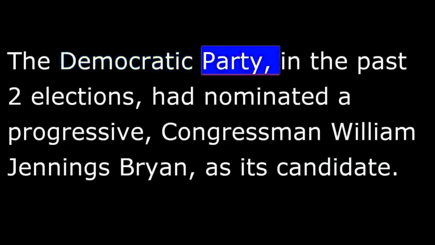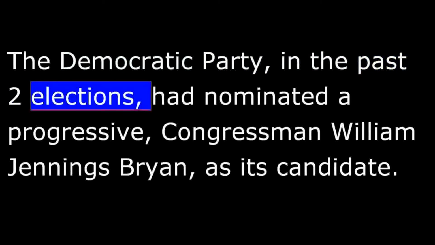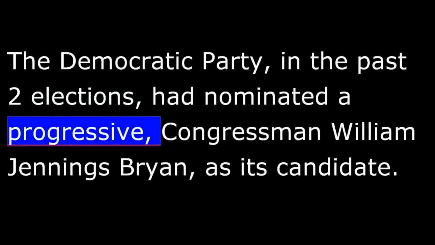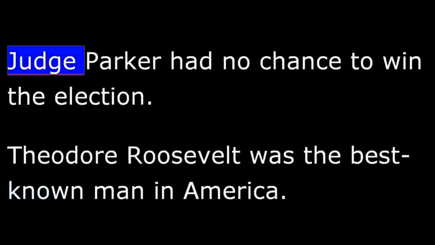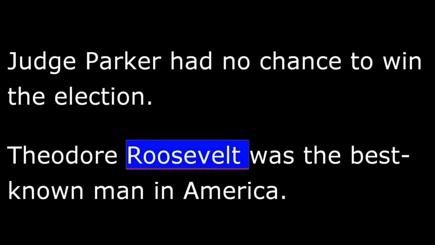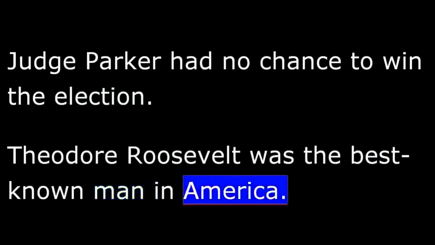The Democratic Party, in the past 2 elections, had nominated a progressive, Congressman William Jennings Bryan, as its candidate. This time, the Democrats chose a more conservative candidate. He was a New York judge, Alton Parker. Judge Parker had no chance to win the election. Theodore Roosevelt was the best-known man in America. He won easily. On Inauguration Day, Roosevelt made a short speech.